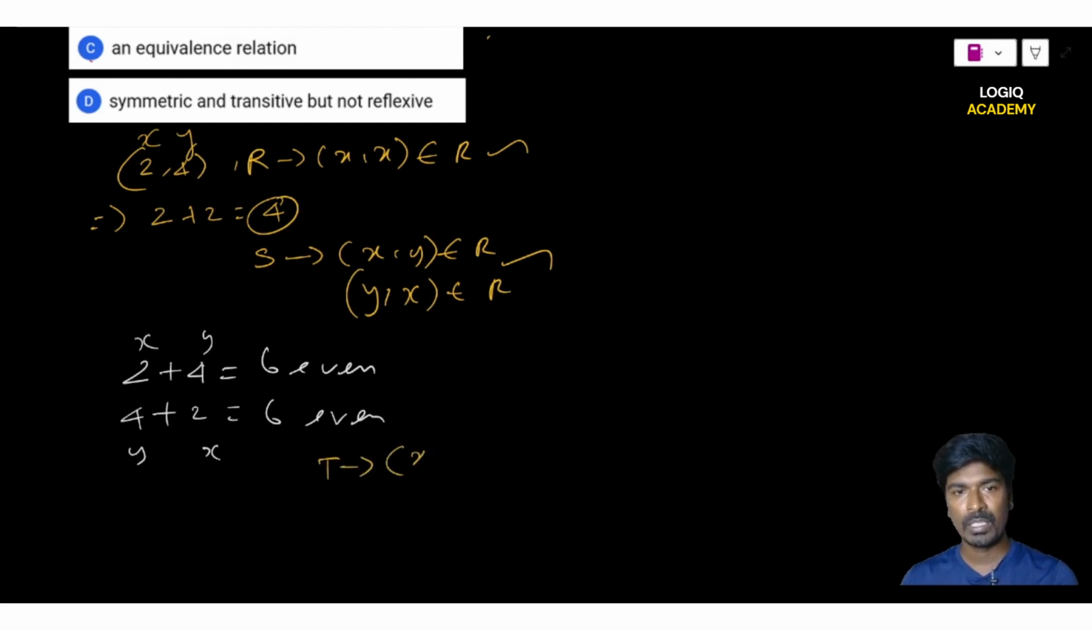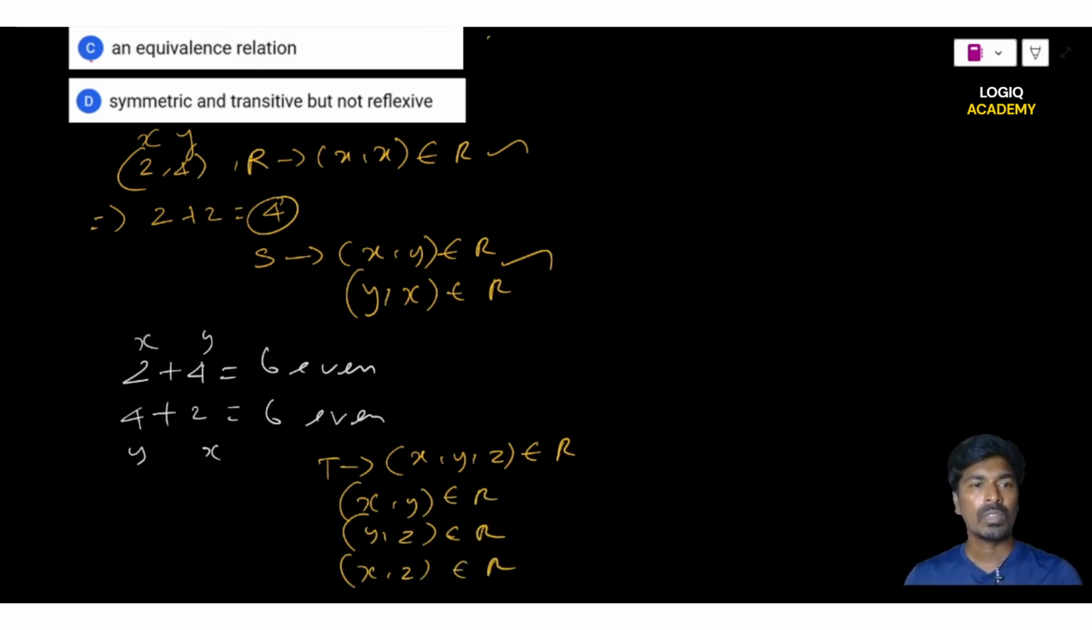Transitive means we need 3 numbers. (x, y), (y, z) and (x, z) belong to R. So let's check. Let's choose 3 numbers: 2, 4, 6. Just check whether the sums are even or not.